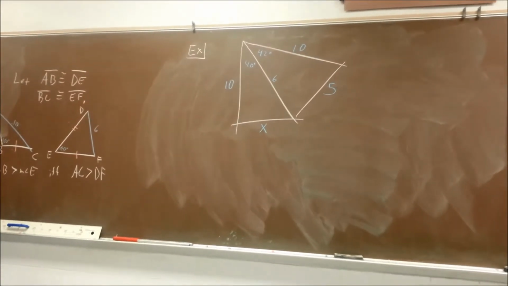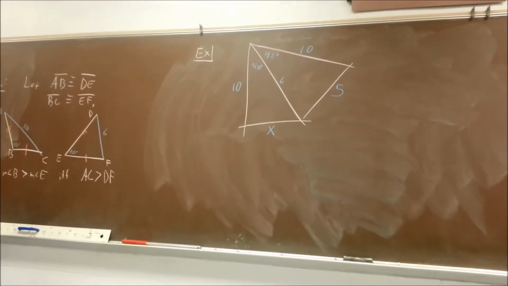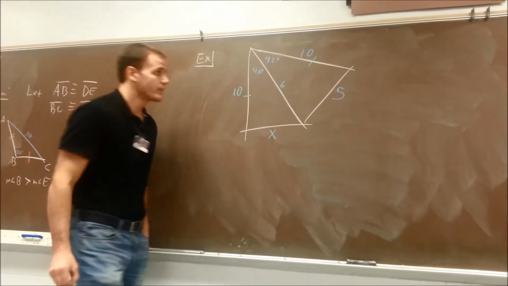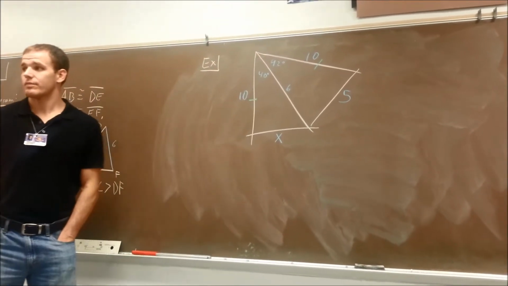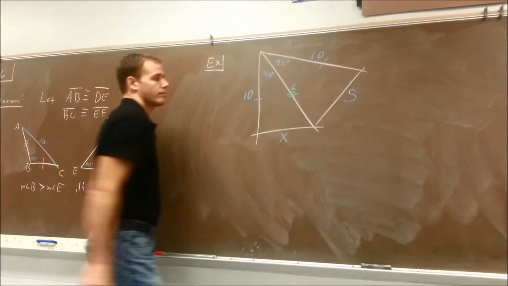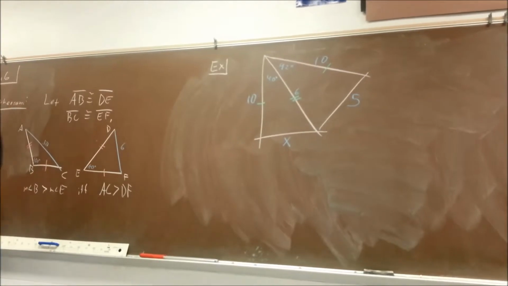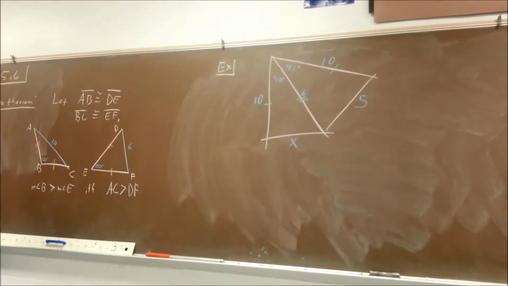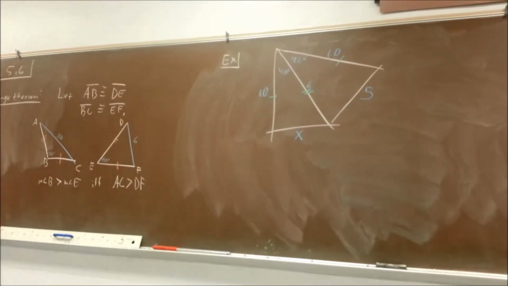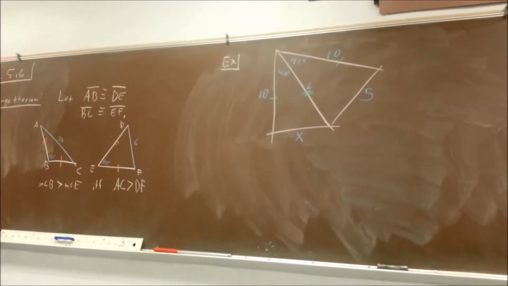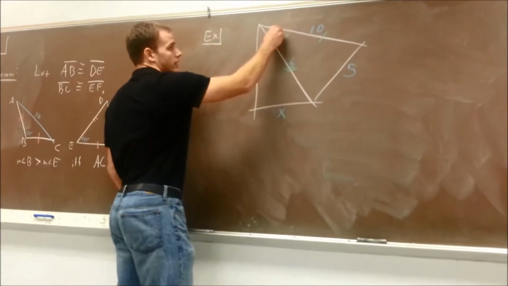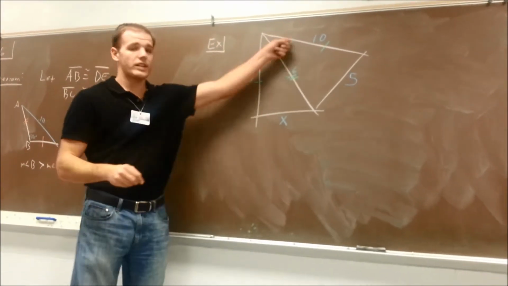Do we have two pairs of sides congruent in these triangles? We got the 10s, don't we? Boom! Do we have another pair of sides? The 6s, don't we? The 6s, that's reflexive. So we have the 6s congruent.